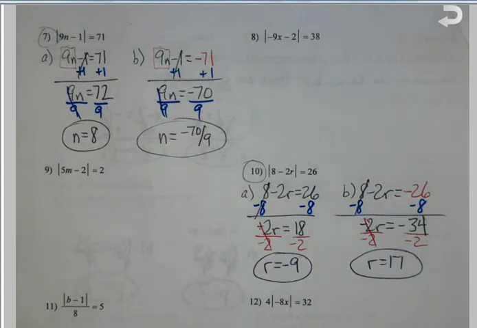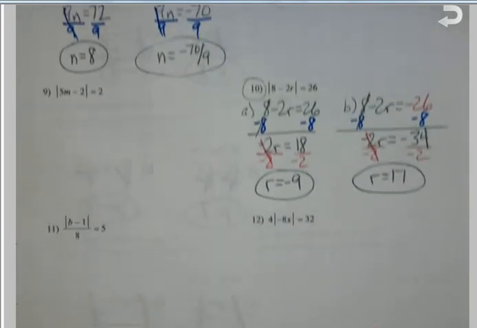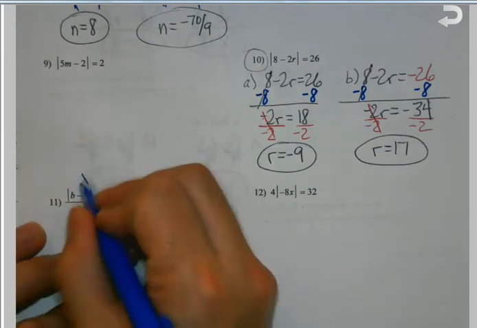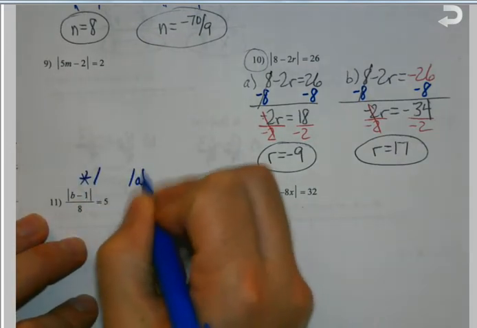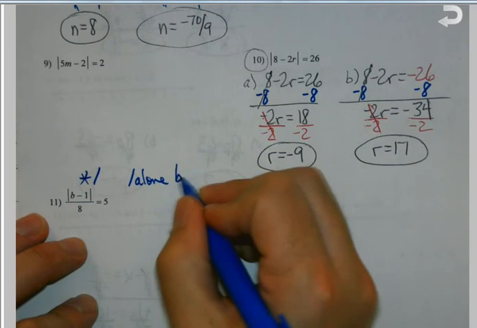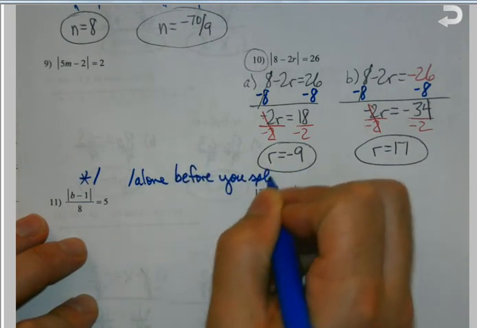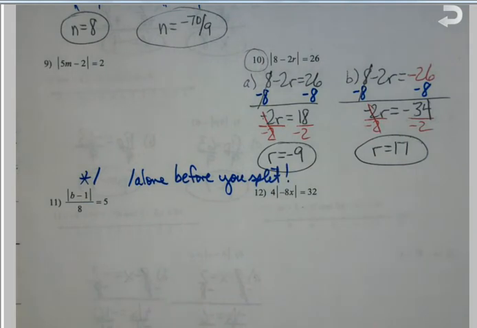Now, one thing we haven't had happen yet with these is where we haven't had the absolute value by itself yet. And here's what I mean. We're going to take a look at 11 and 12 here. Before I can split them in half, you have to have the absolute value alone. I'm even going to make a note of that here. Absolute value alone before you split it into 2. Because if I don't, my answer is going to get messed up.